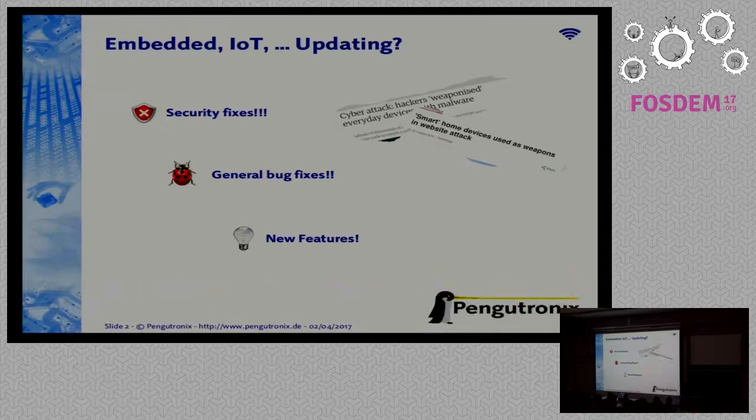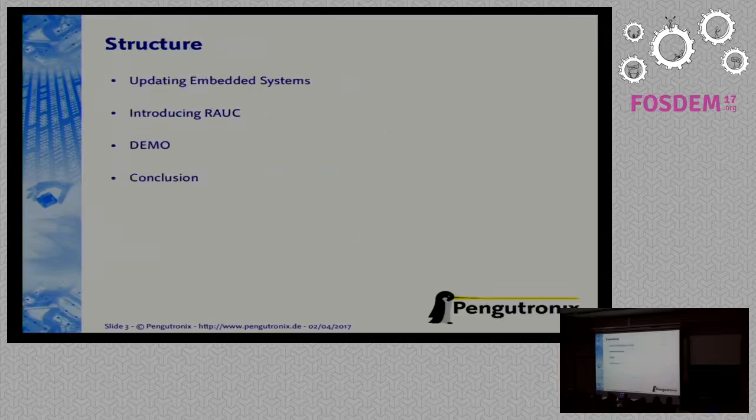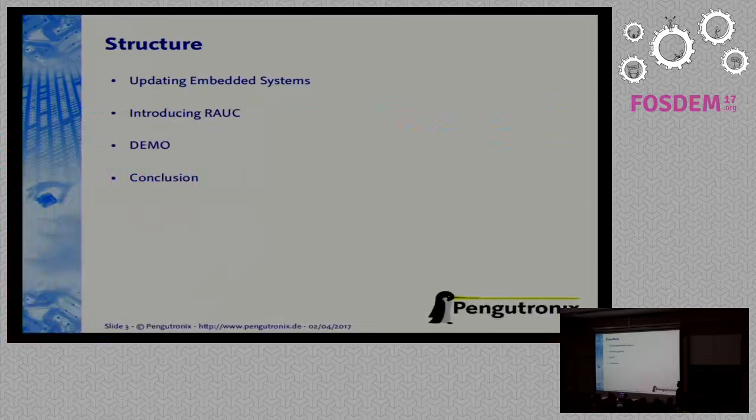So a short structure of the talk. The first chapter will be a bit about general challenges in updating and give a short overview of that. Then I will introduce the Rogue Update tool, and then hopefully the time is not over yet. I'll show a short, live demonstration, so I hope it will work. And at the end, I give a very short conclusion and summary of what you have heard here.